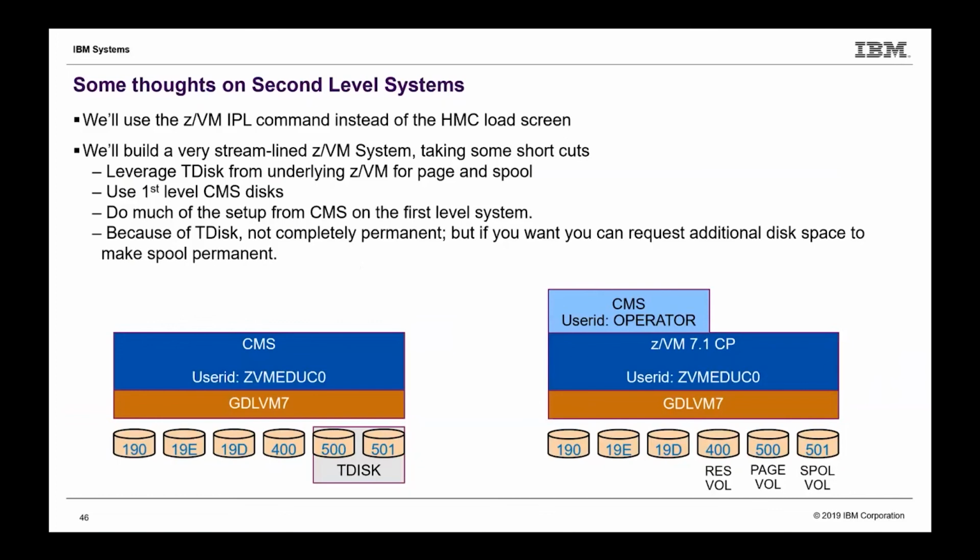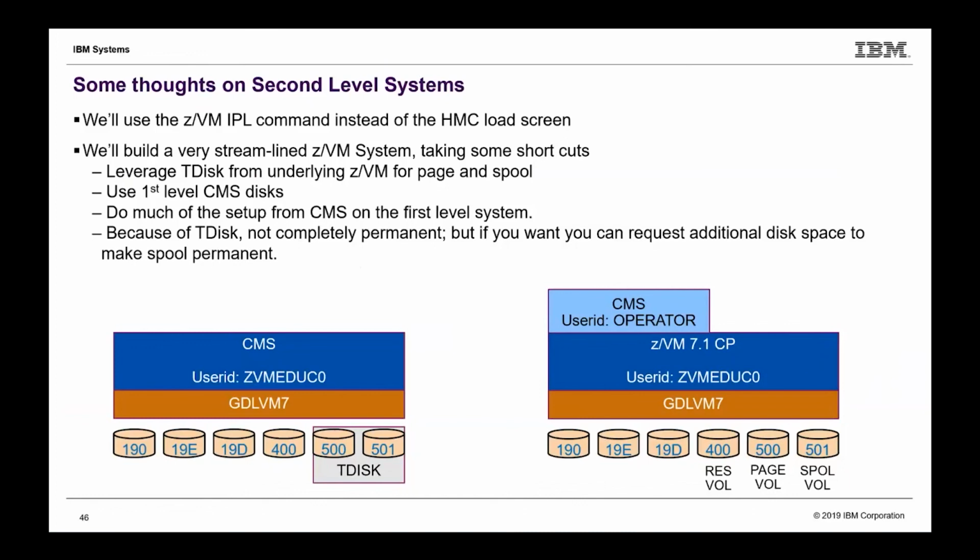I think if it works out, we'll typically just have the one volume for this. But we're going to leverage T-Disk on the underlying ZVM system, in this case, GDL-VM7. We're going to steal some of the first-level CMS disks, because all your VM user IDs that I created for you already have access to CMS disks like the 190 and 190 Easy and so forth. You can reuse them in your second-level system, right? And we'll show you how.